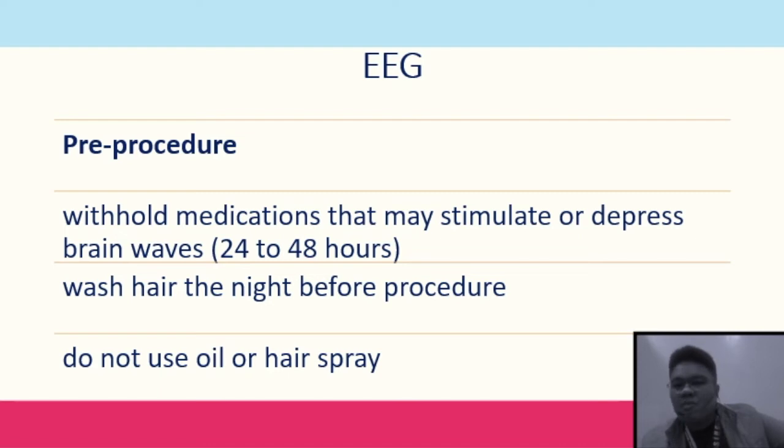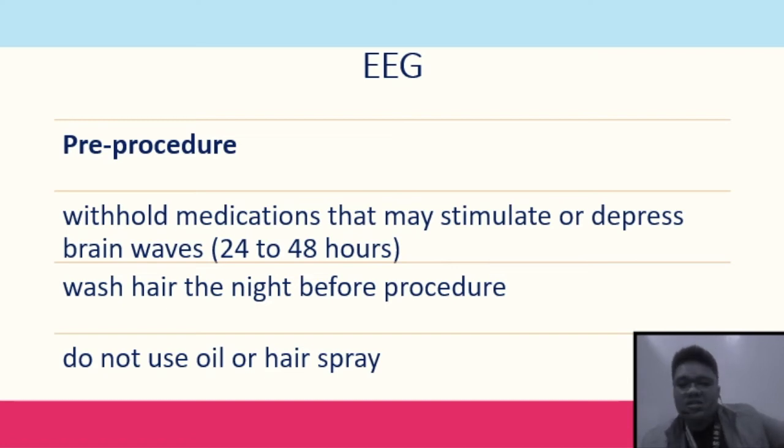So what are these medications? This can involve your anticonvulsants. You have your phenobarb, you have your phenytoin. This can involve your tranquilizers, your depressants, your caffeine-containing food and beverages. So that would include coffee, tea, cola, alcohol, and chocolate.